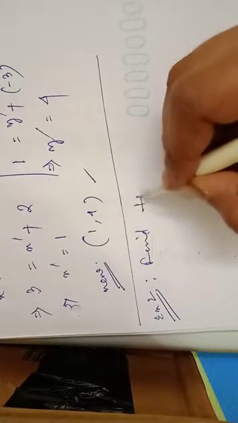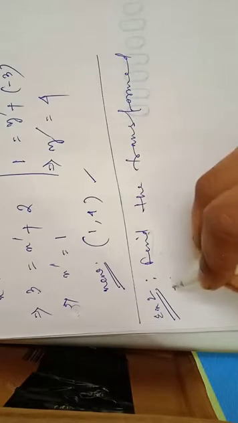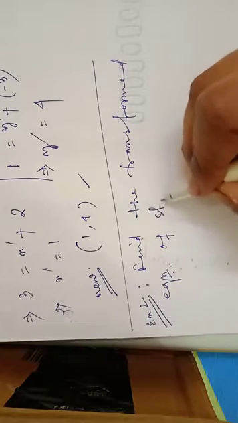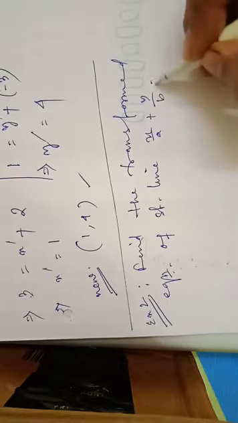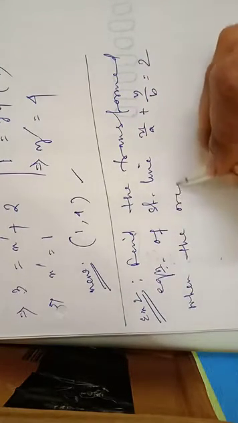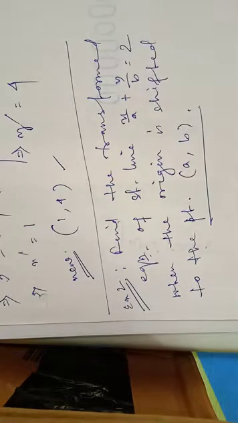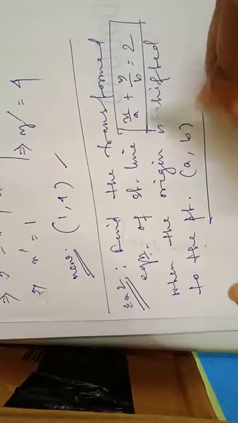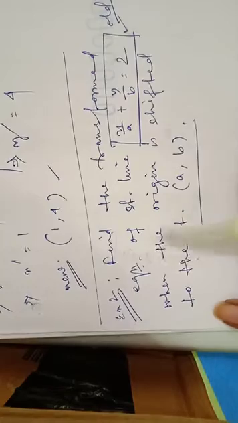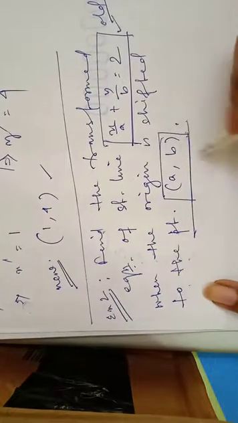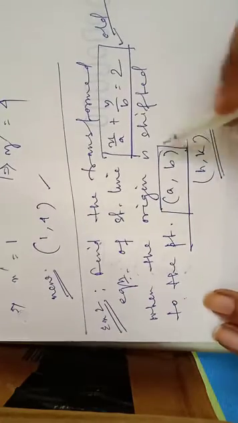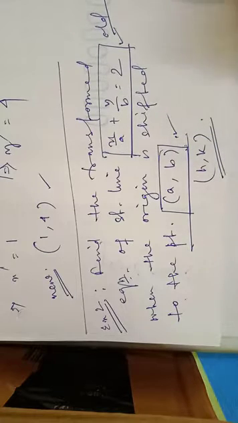Okay, this is the required answer. Similarly, let's solve question number 2. It states: find the transformed equation of the straight line x by a plus y by b equals 2 when the origin is shifted to the point (a, b). So we have to find the transformed equation of the straight line, because this is the equation using the old coordinate system. And the origin is shifted to the point (a, b). That means this is our new origin, actually our (h, k) according to our formula. So (h, k) is given, (x, y) is given. We have to find out x dashed and y dashed.